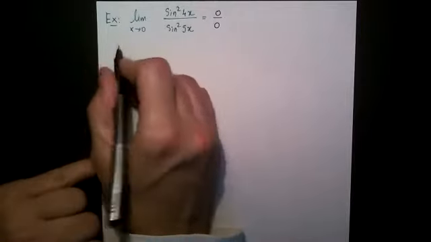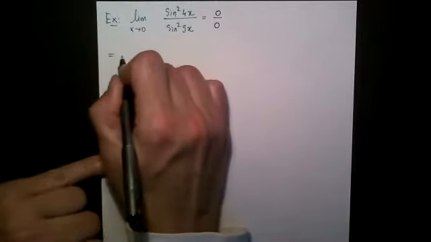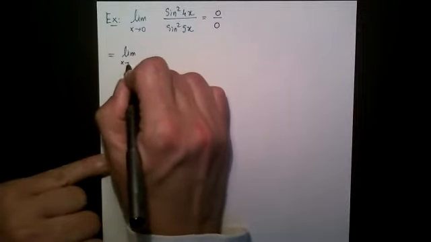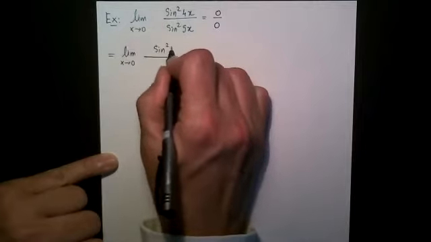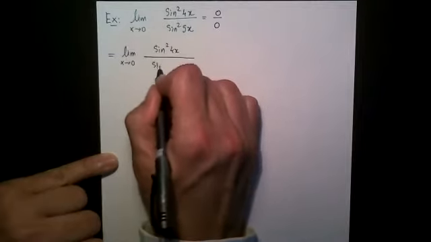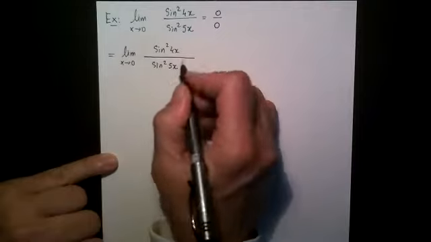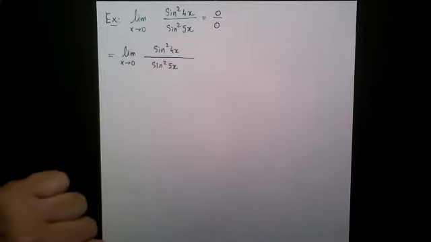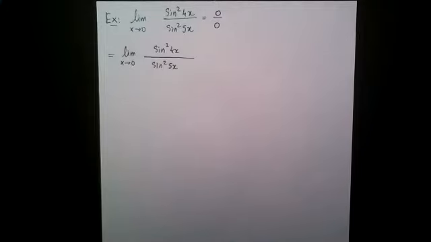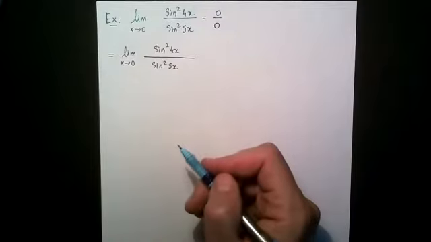Okay, so this equals the limit as x approaches 0. So what did you guys do? You divided by what, top and bottom? No, that's not good. You told me x, that's not good. What do you divide by, top and bottom? You put everything in squares? You put everything to the power of 2? Yes, you could do that.